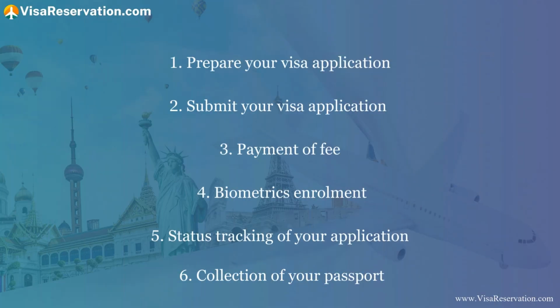To apply for your visa for Germany, the process is straightforward and relatively quick. All you need to do is follow these 6 steps. Step 1, prepare your visa application. Step 2, submit your visa application. Step 3, payment of fee. Step 4, biometrics enrollment. Step 5, status tracking of your application. Step 6, collection of your passport. And let's look at each of these steps in turn.